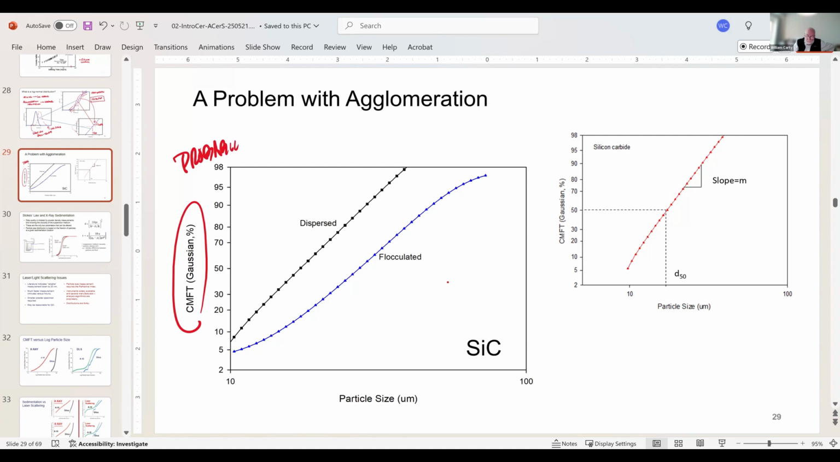And if I'm dispersed, I get a nice straight line. There's a little bit of a curve at the bottom, but I get a straight line as I eliminate the agglomerates. So agglomerates cause my particle size distribution to broaden, and it also changes the nature of the distribution. So I can actually use that as a tool.